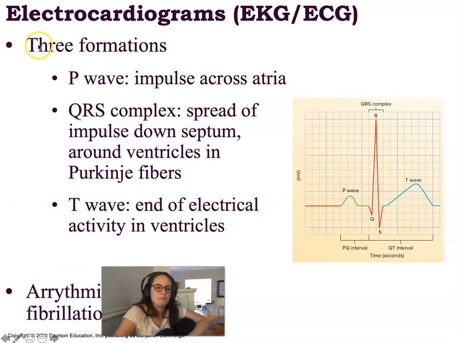Okay, so the three formations of the ECG: the P wave is the impulse across the atria, the QRS complex is the spread of the impulse down the atrioventricular septum, around the ventricles and the Purkinje fibers. The T wave is the end of electrical activity, it's the repolarization.